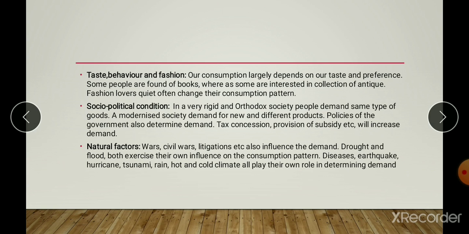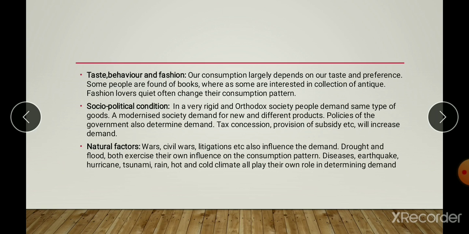Next one is socio-political conditions. In every rigid and orthodox society, people demand the same type of goods. A modernized society aspires for new and different products. What does it mean? The old or very rigid and orthodox family always prefers the same commodity which was purchased earlier also. But modern society, or modern-minded people, aspire for new and different commodities, different products. So social customs and traditions exercise a very great influence on consumer demand, right?